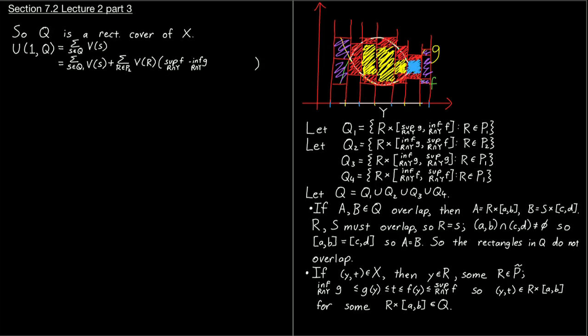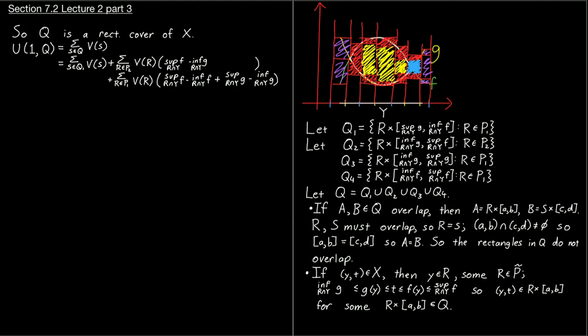And then for Q3 and Q4, I will go ahead and just put those two together. So there's the bit from Q1, and here's the contribution from Q2. Now, the difference between the supremum and the infimum of F on R, that's at most, what did we say? It was epsilon over 4 times the upper sum of 1. And the same thing is true for G.